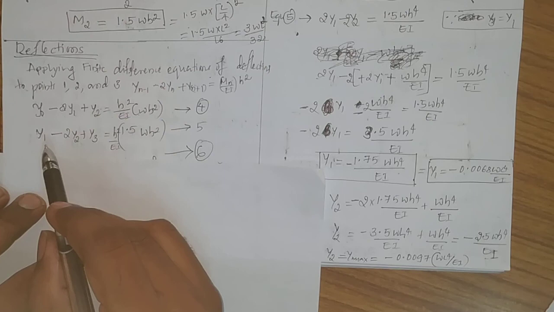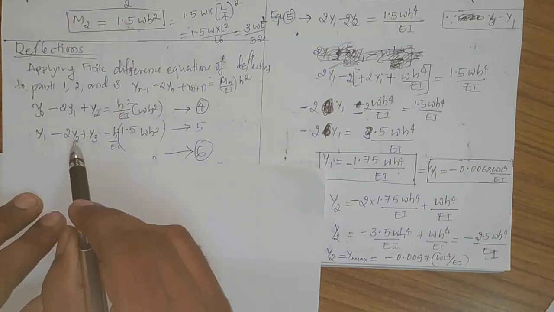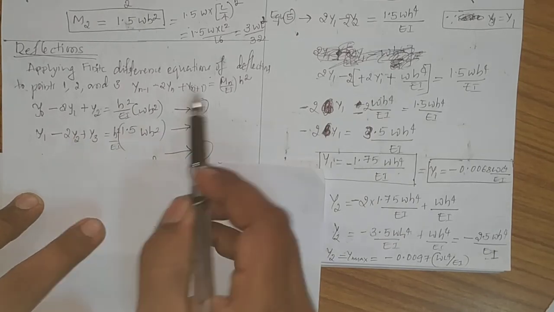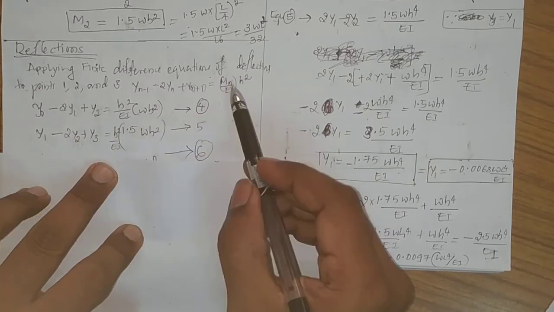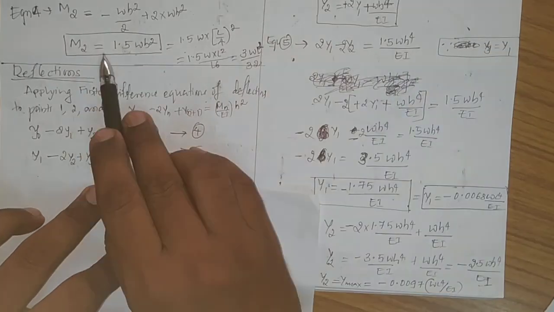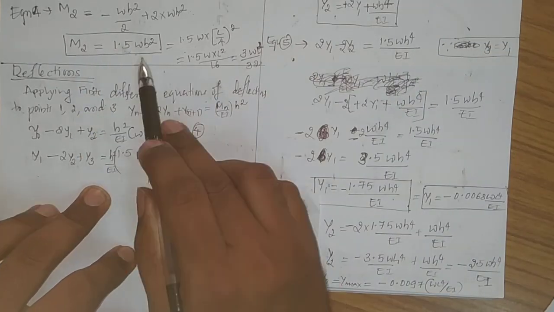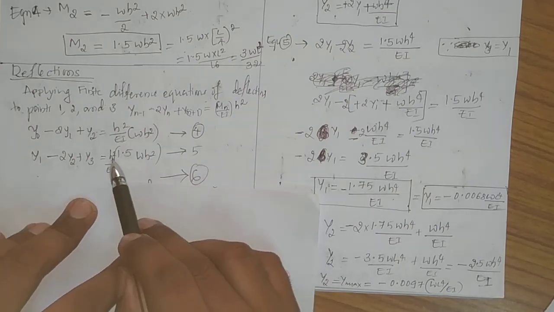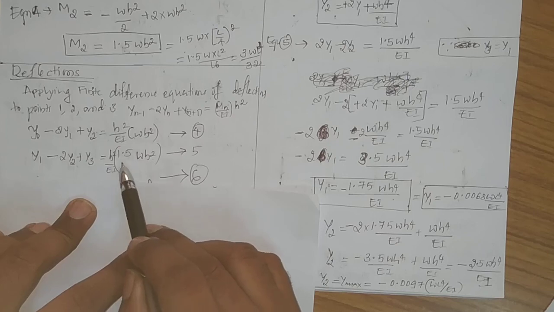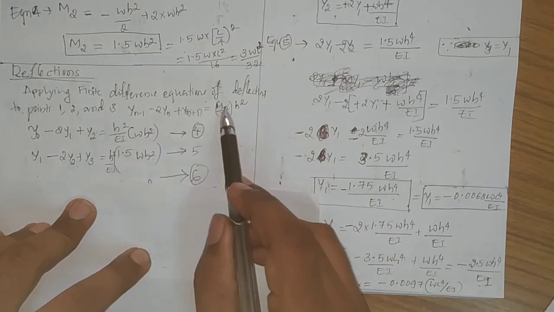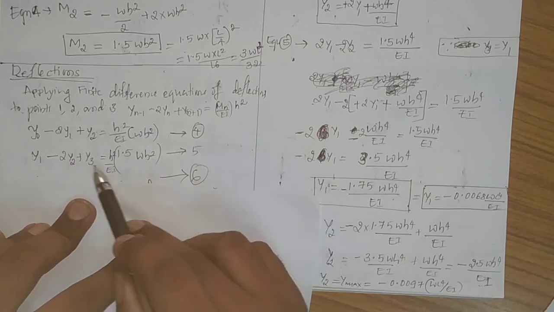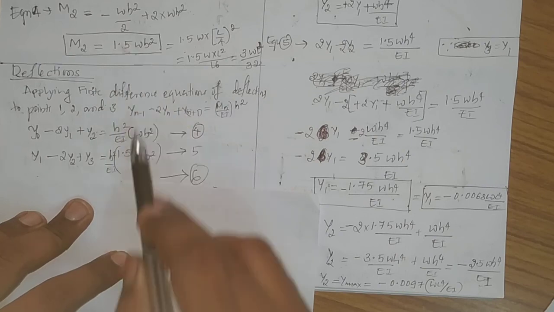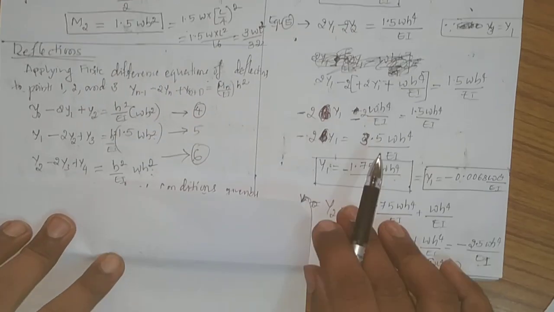So if you consider point number 2, 2 minus 1 is 1, and this is 2y2, plus 2 plus 1 is 3, therefore y3, which is equal to M_n over here. We got M2 is equal to 1.5. This is nothing but M2, isn't it? So therefore 1.5 wh square, right? h square divided by EI into 1.5 wh square. That's the value of M_n, which is M2. Because n is 2 here, so M2 is equal to 1.5 wh square. Substitute it here. So you call this equation number 5.